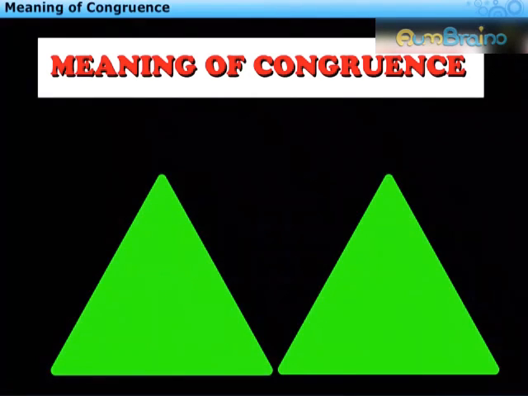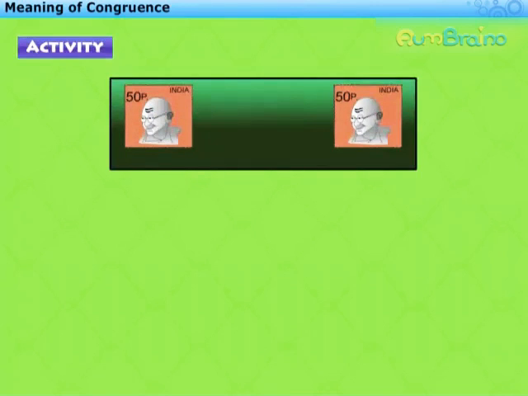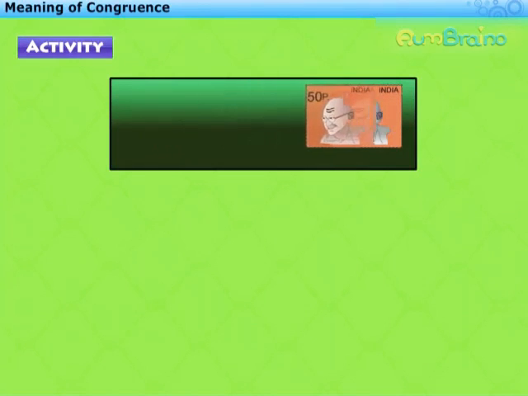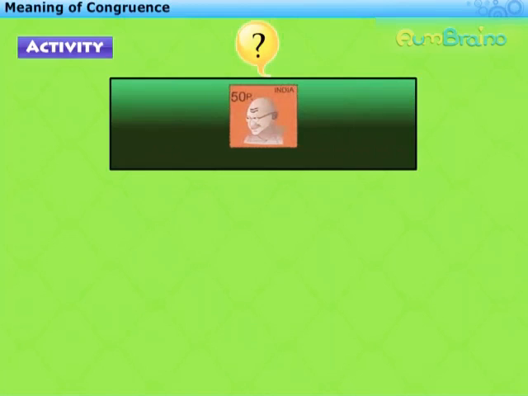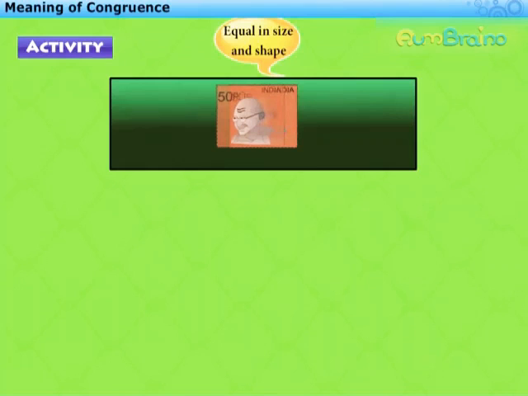Meaning of congruence. Let us understand the meaning of congruence with the help of an activity. Let us take 2 stamps. Place one stamp over the other. See what happens. One stamp exactly covers the other. It means that both are equal in size and shape. Hence, they are said to be congruent.